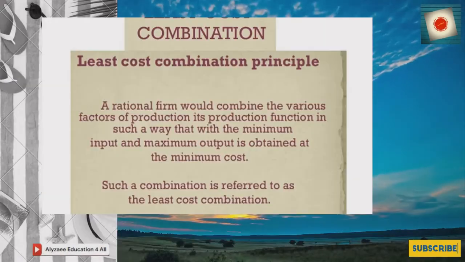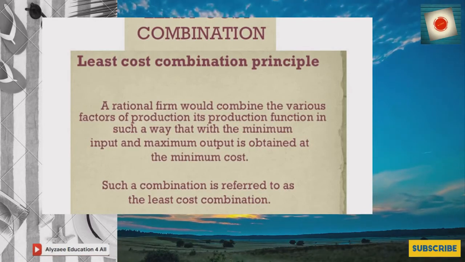Least cost combination में least cost combination principle क्या कहता है कि the rational firm would combine the various factors of its production function in such a way that the minimum input and maximum output is obtained at a minimum cost. ये production function जो है वो मिनिमम इनपुट से ज़्यादा आउटपुट हासिल कर सकता है, जबकि उसकी कॉस्ट जो है वो भी महदूद होगी. So such a combination is referred to as the least cost combination.